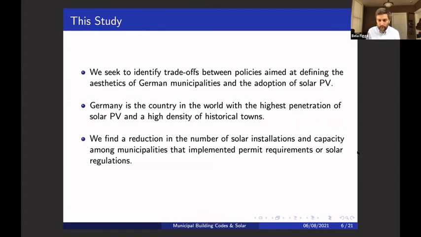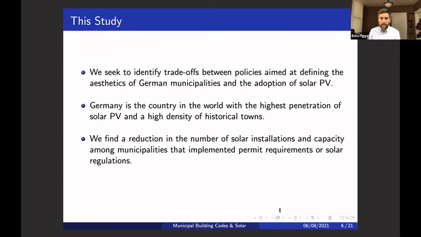So just to bring that home, what we're doing here is we try to identify the trade-offs between policies aimed at defining the aesthetics of German municipalities and the adoption of solar photovoltaics. And we focus on Germany here because it is the country with one of the highest penetrations of solar photovoltaics. And there's also a high density of historical towns. There are over 1,000 historical towns in Germany. So it's a very good case study for this sort of research question.